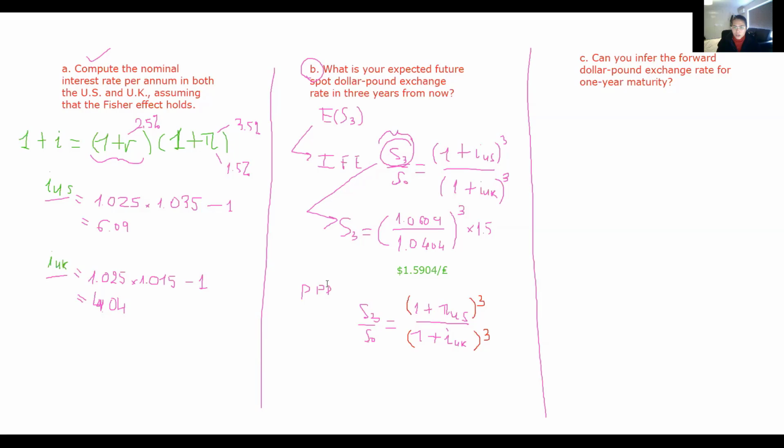Now, if we are going to use the PPP for this question, we should get the same answer as well. And similar to before, we need to adjust the right-hand side to take into account the fact that it's a 3-year horizon. So we need to compute the inflation over the next 3 years. Oopsie, I think I've got a typo here. This should be inflation.